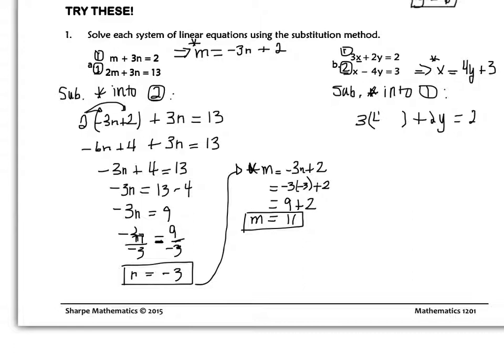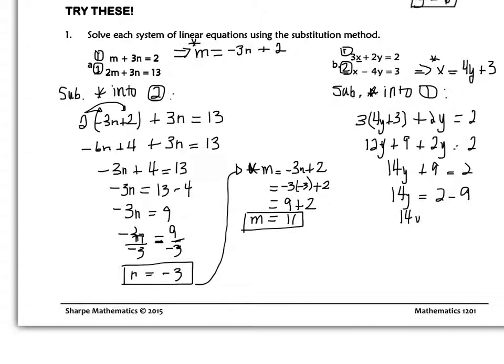So we would just plug in the 4y plus 3 instead of the x, distribute and get 12y plus 9 plus 2y is 2, and that's going to give you 14y plus 9 is 2, and that's going to give you 14y is 2, take away 9. 14y is -7. And then you're going to divide both sides by 14, which is going to give you a y value of -1/2.